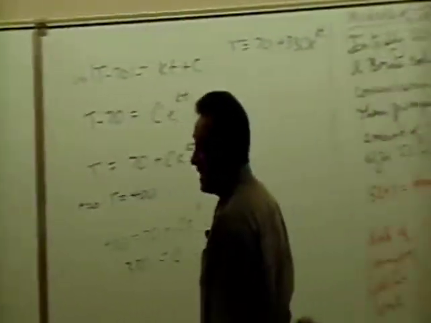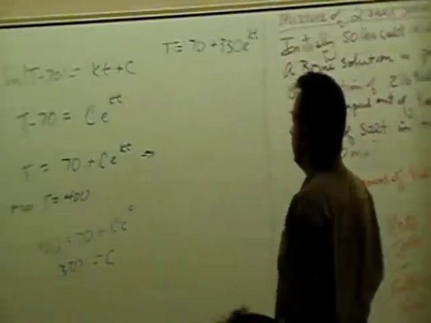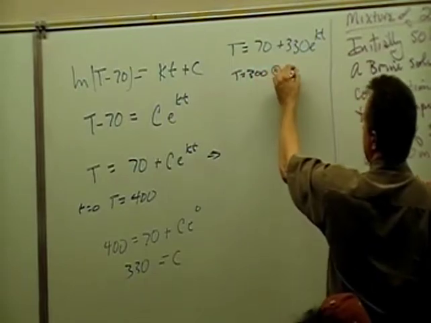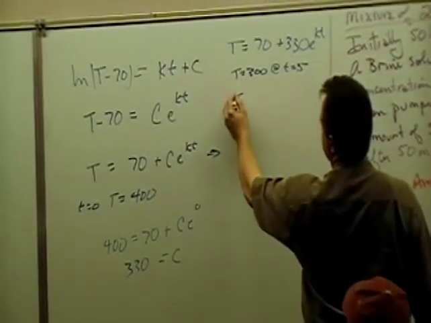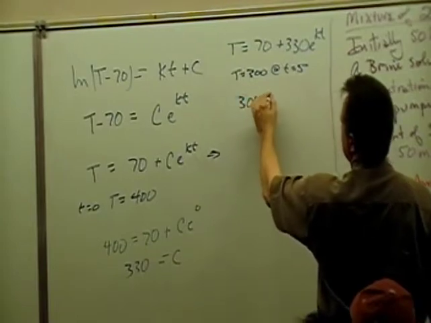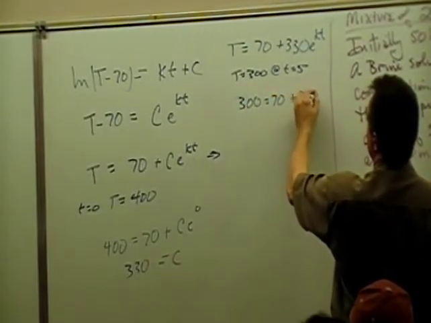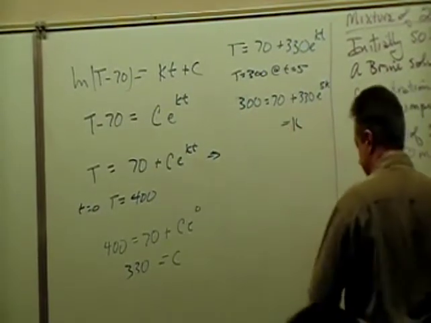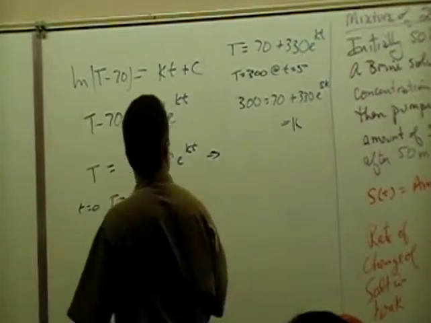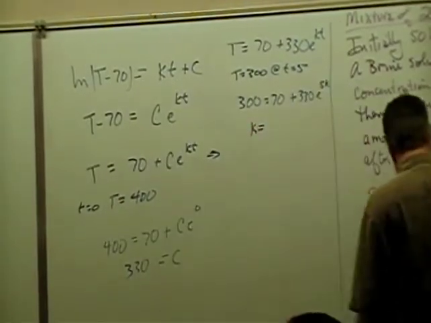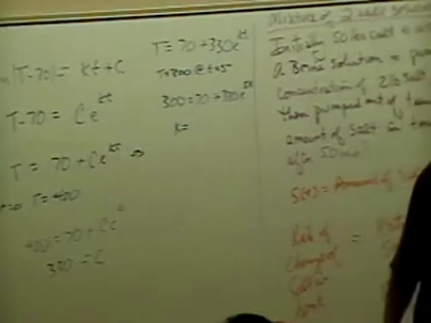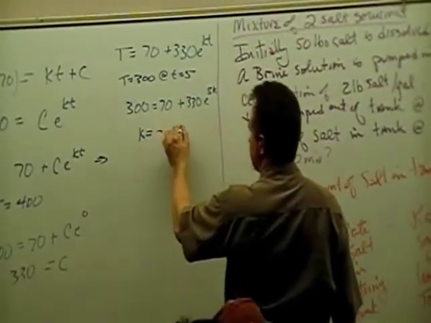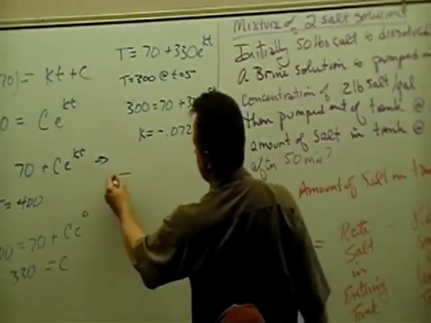I can find that just by this other test point. At time equaling 5, my pizza is 300 degrees. So the temperature is 300 at time equaling 5. So we have 300 equaling 70 plus 330 e to the 5k. Solve back for k. You should all be able to solve for k. And if you solve for k, you get k equaling, anybody solve that before I do? Negative 0.0722.